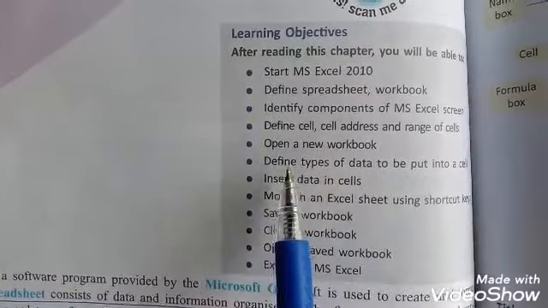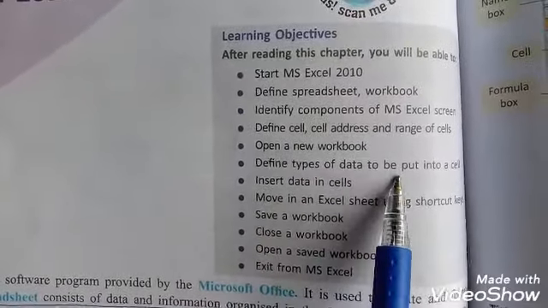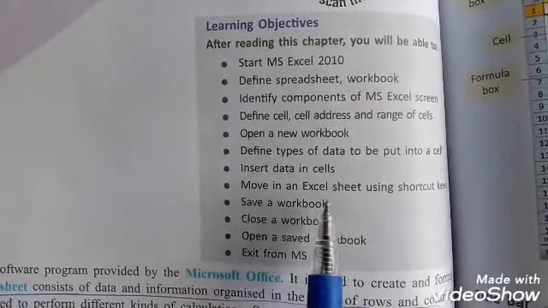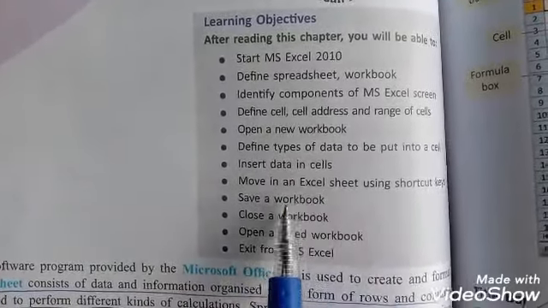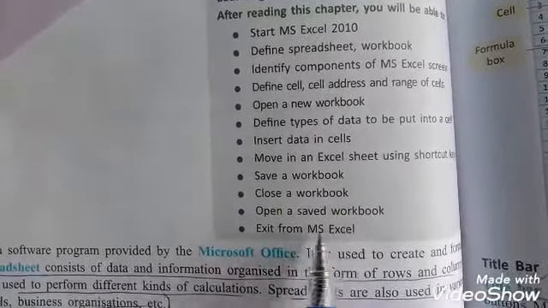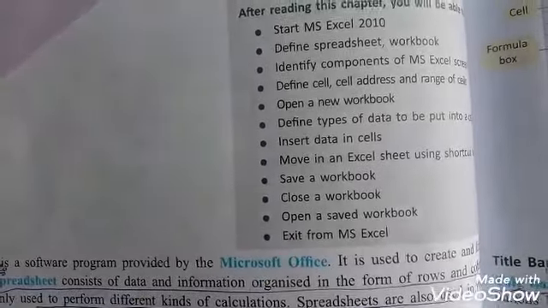Open a new workbook. Define types of data to be put into a cell. Insert data in cells. Move in an Excel sheet using shortcut keys. Save a workbook. Close a workbook. Open a saved workbook. Exit from MS Excel.